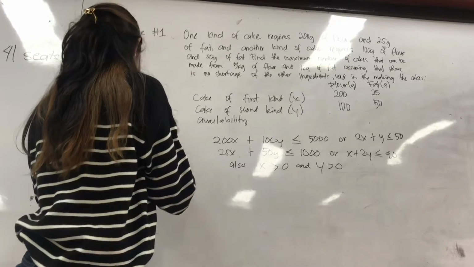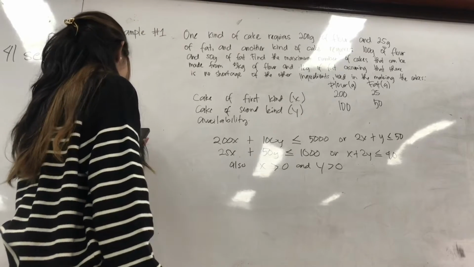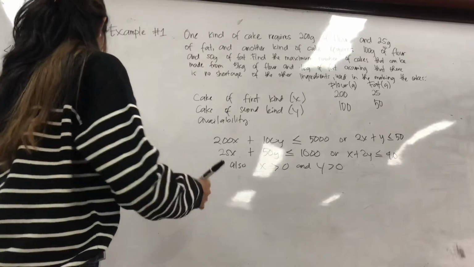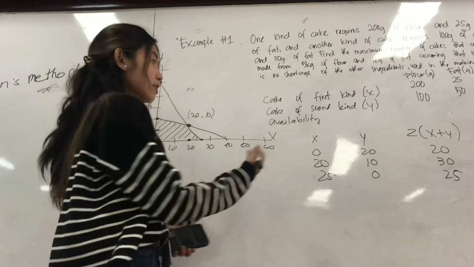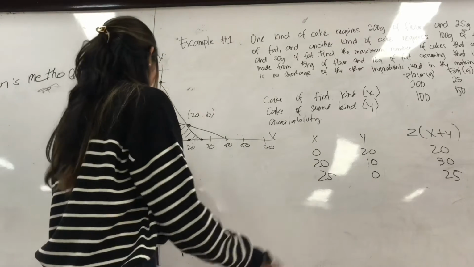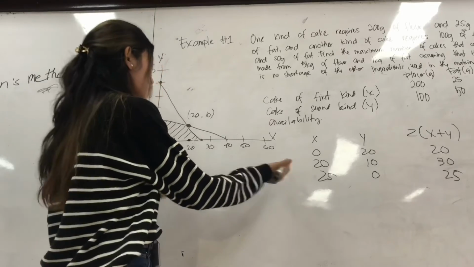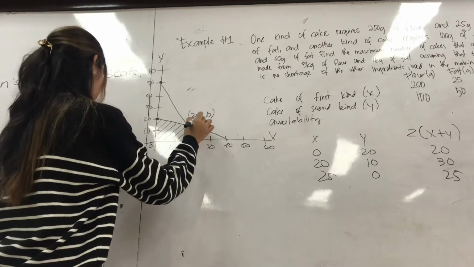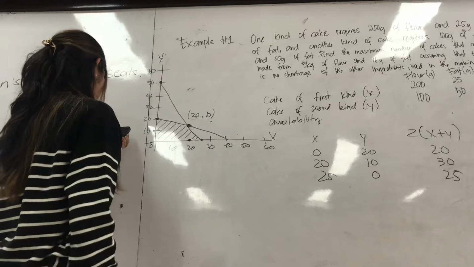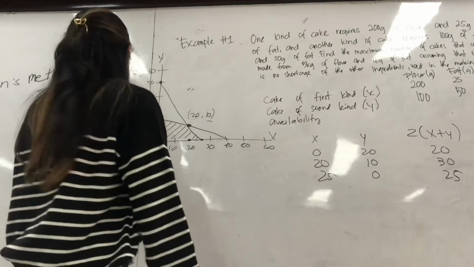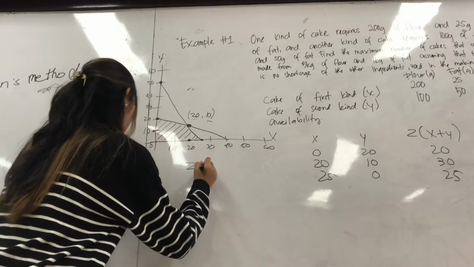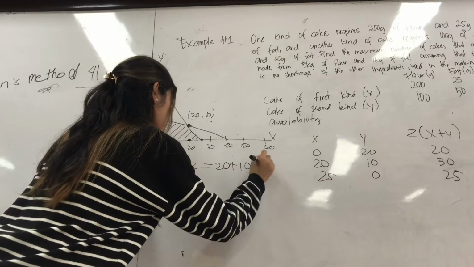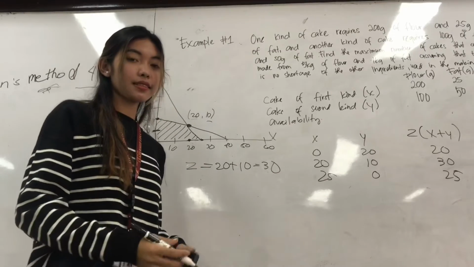So our next step is to create a graph using the inequalities. So our first graph. After we compare the intersection points of the graph to find the maximum number of cakes that can be made, clearly z is maximum at coordinate 20 and 10 here. So the maximum number of cakes that can be baked is z equals 20 plus 10 equals 30. So that's the first example.